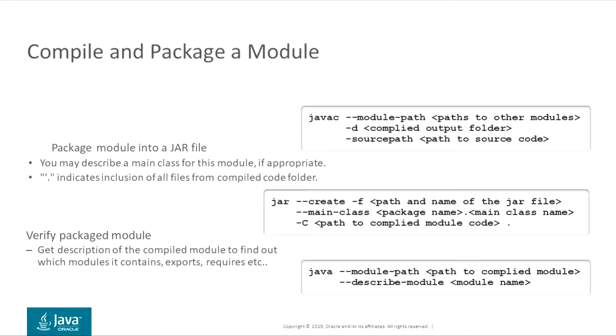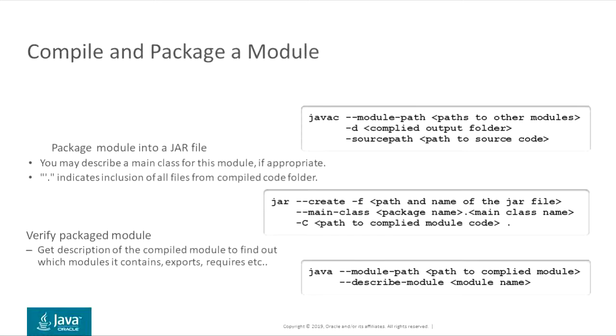How to physically do it? There are slight differences in the way you compile and package the code. Notice that the difference is essentially the use of module path instead of class path. So you point to other modules when you compile with javac using the module path. In previous versions, that was class path. Package into a jar file pretty much the same as you've been doing before. You specify the path to compiled code, create another jar file name. Optionally, if the module contains a main class, you specify that package and main class.